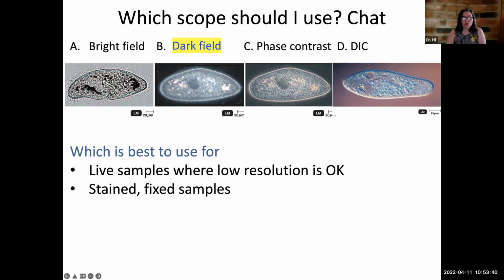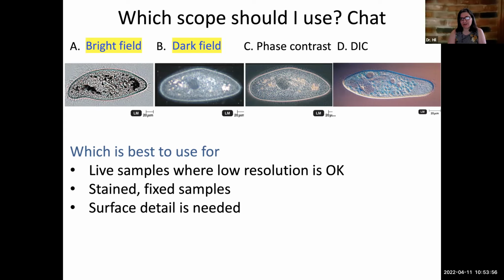The dark field is quite good. The general workhorse for looking at stained fixed samples. Indeed, the same microscope we're going to use. We're going to use a bright field microscope in our labs. If we need to see what's on the surface, look at some surface detail, maybe see some vacuoles, there is a technique that can allow you to see something called the contractile vacuole. In this little slippery guy, you can see it right here. It's DIC. It's useful for that.